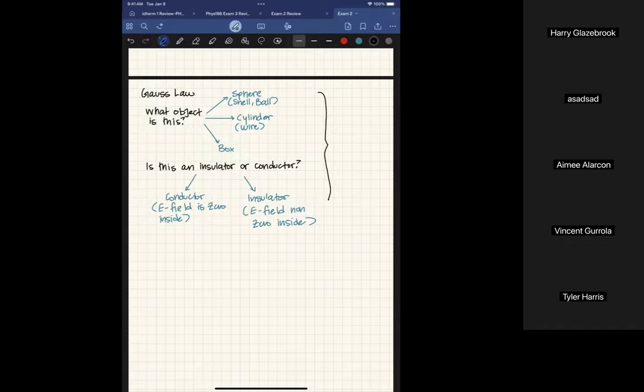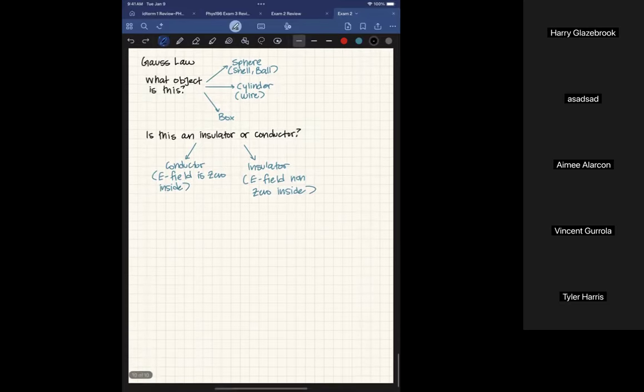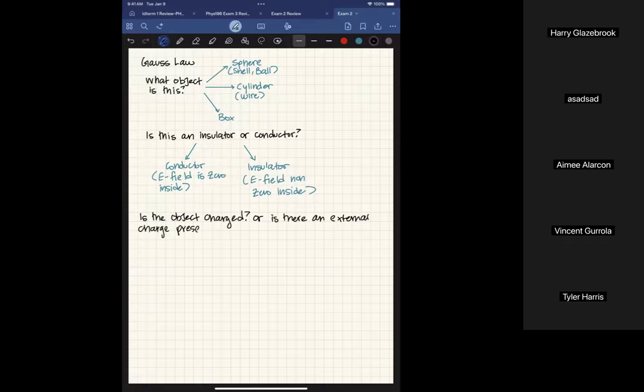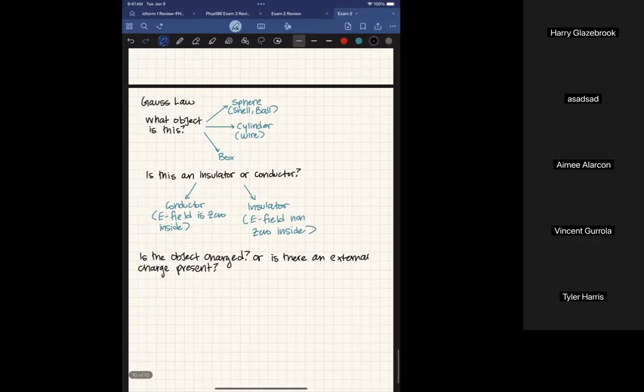So ask, is this a sphere? Is it hollow in the center? Is it an insulator or conductor? Very last question you need to ask is, is the object charged, or is there an external charge present? Cool. Those are the three questions to ask yourself. It'll make doing Gauss law problems a lot easier.